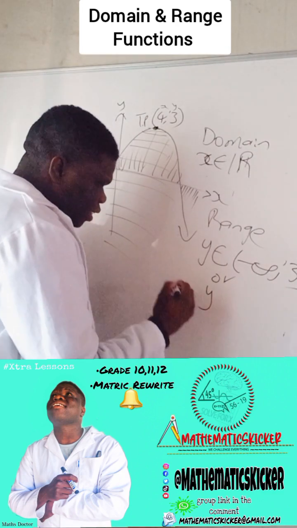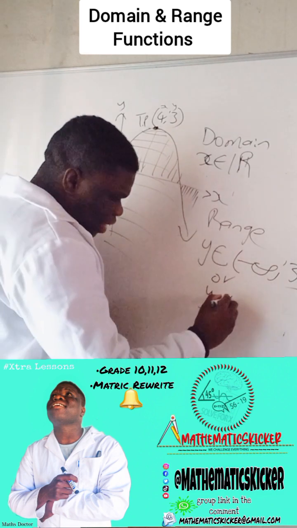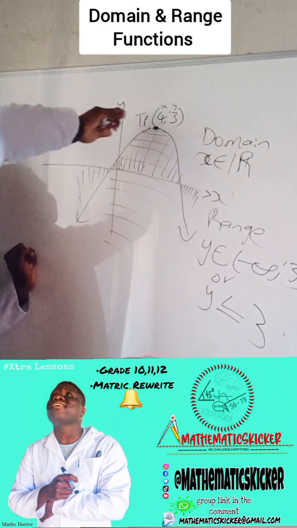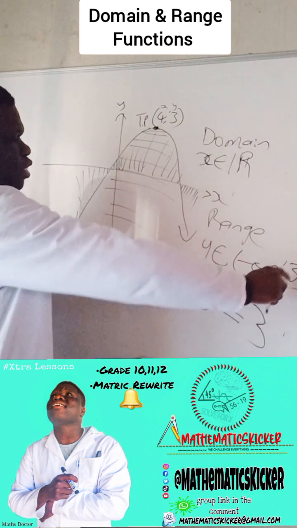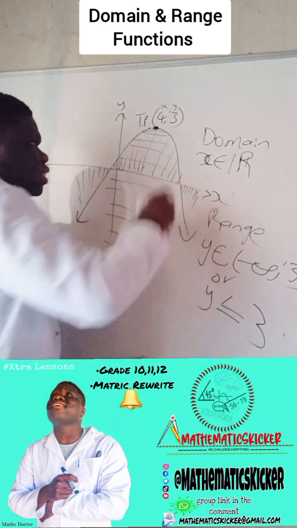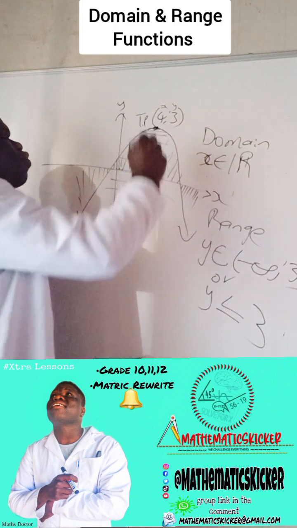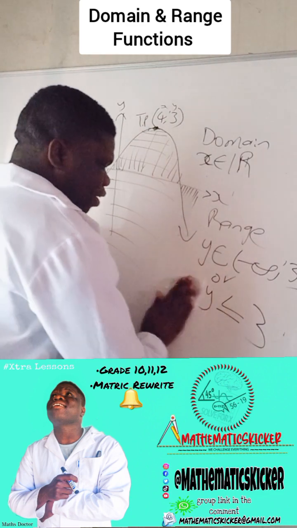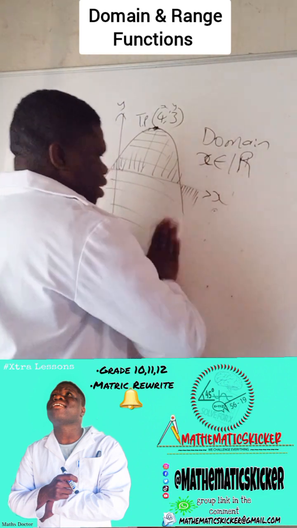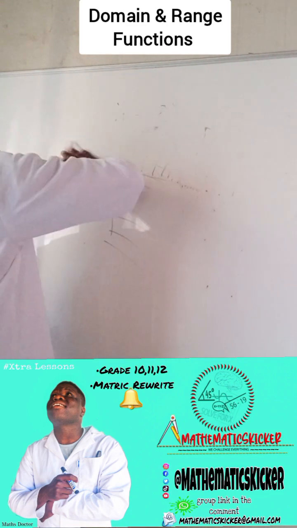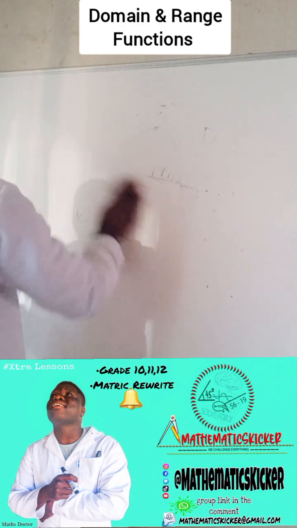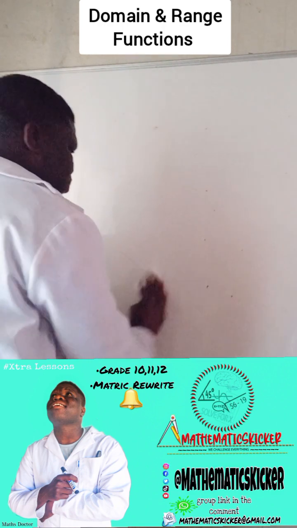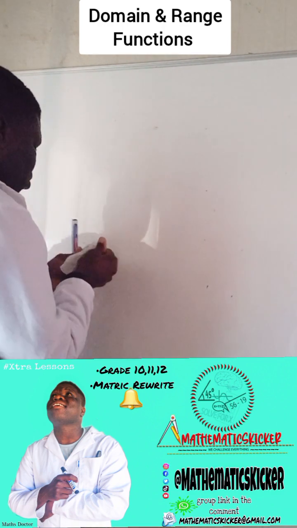Or someone can write it this way: y is less than or equal to 3. The 3 is included. The reason I'm writing the square brackets is that it means the 3 is also included. It's a part of y, right? Then let's make another example on how to find domain and range in a quadratic function. That's how we read them. It is very simple to read this type of thing, the domain and range.